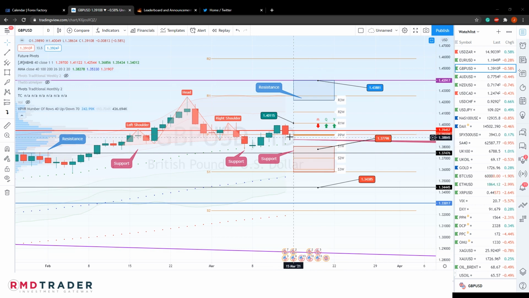However, if price continues to move down, areas of support can be found at 1.377, and with that head and shoulders target still at 1.343.